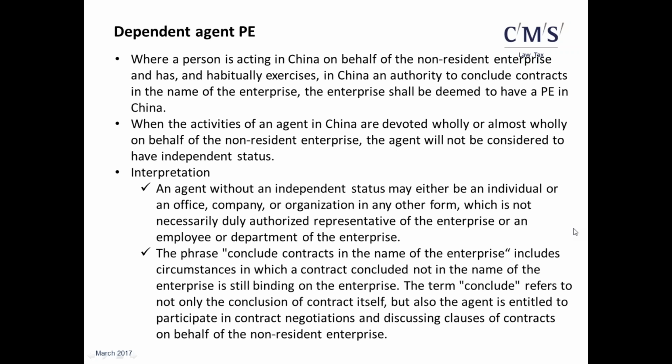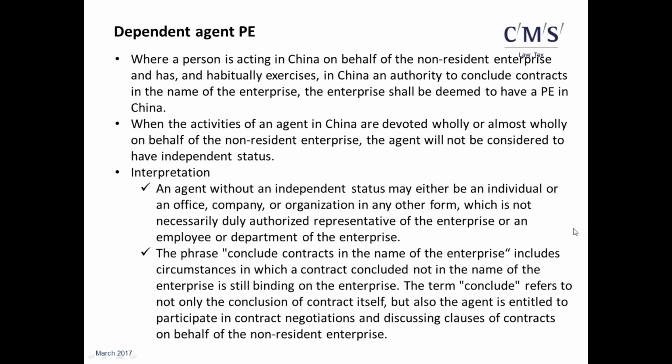So let's have a look at the interpretation issued by the PRC domestic tax authorities. An agent without an independent status may either be an individual or an office or company organization in any other form, which is not necessarily a duly authorized representative of the enterprise or an employee or department of the enterprise. So it has a very broad coverage here. This agent may be a person, maybe an organization, maybe an office, maybe a company.